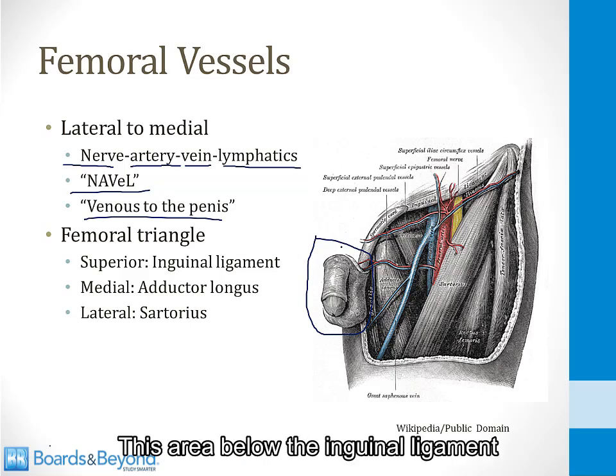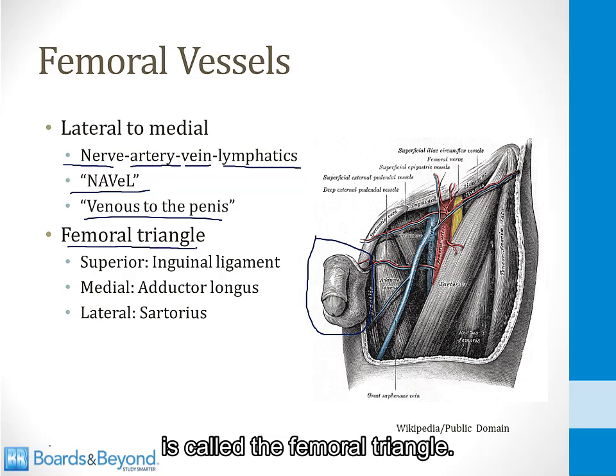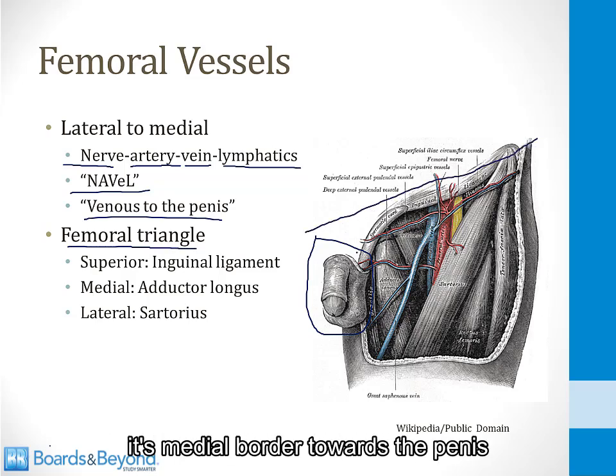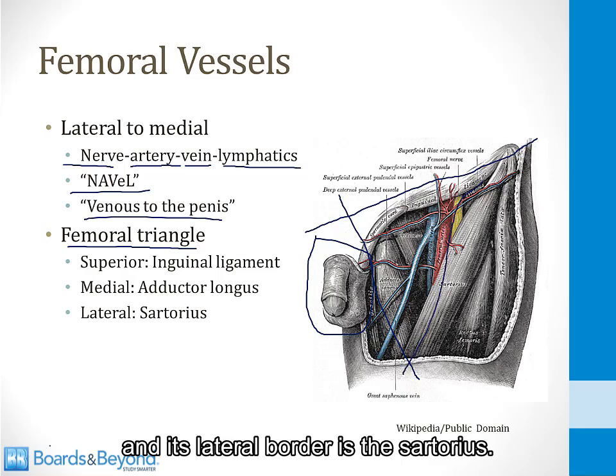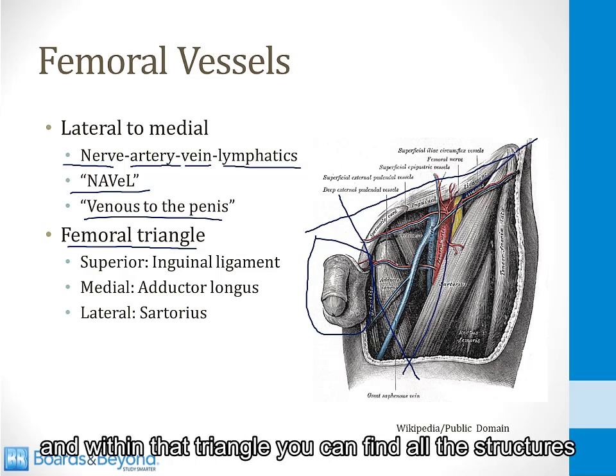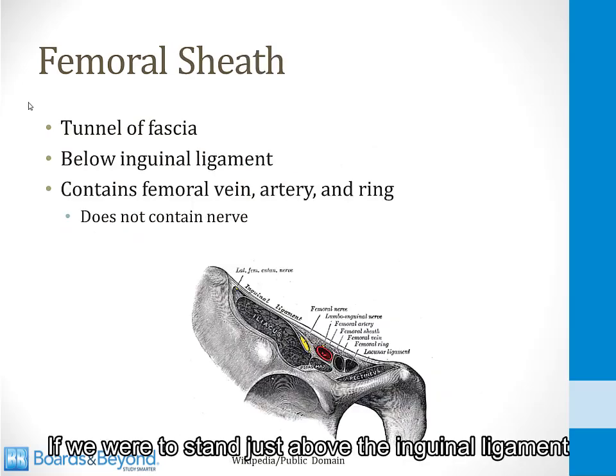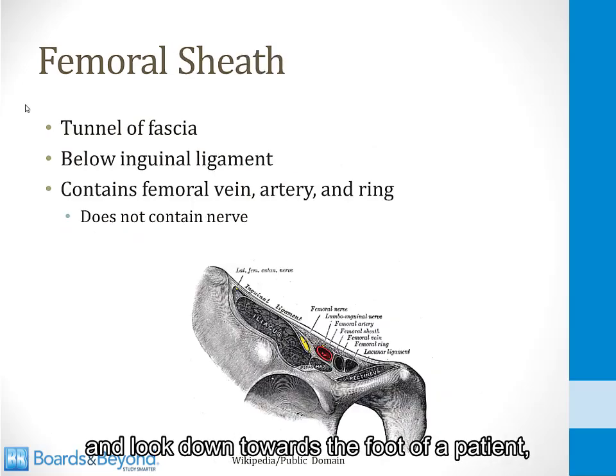This area below the inguinal ligament is called the femoral triangle. Its upper border is the inguinal ligament, shown right here in this picture. Its medial border towards the penis is the adductor longus muscle, and its lateral border is the sartorius. These three structures make a triangle below the inguinal ligament, and within that triangle you can find all the structures in the NAVEL mnemonic.